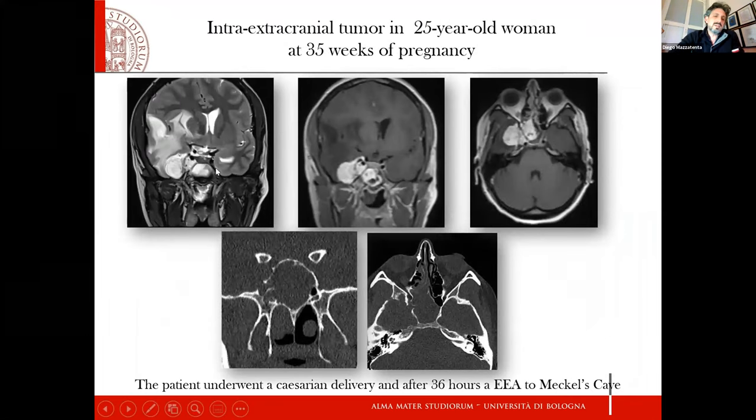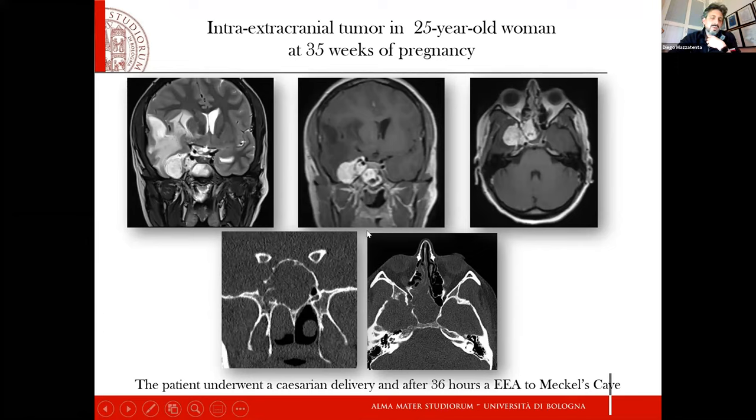But in this case, for example, it was an intra-extracranial tumor in a 25 year old woman at the 35th week of pregnancy. This was a very difficult case. The patient was addressed in an emergency unit because there was intracranial hypertension. As you can see, there is very important edema in the frontotemporal parietal lobe also. And you can see three parts of the tumor: extracranial intranasally, the cavernous sinus and cavum Meckel, and the medial compartment of the middle fossa.